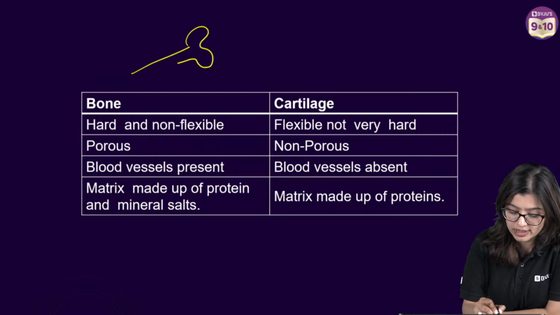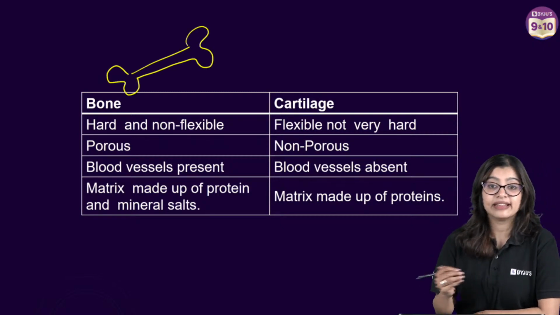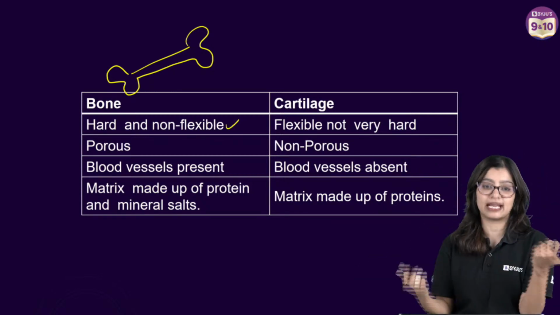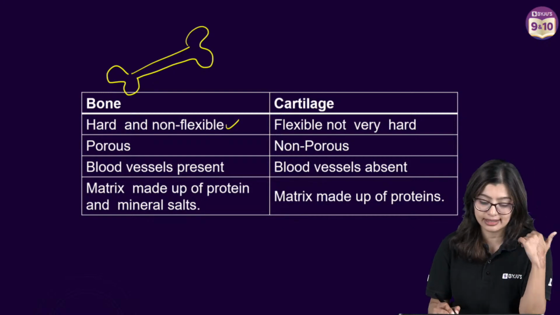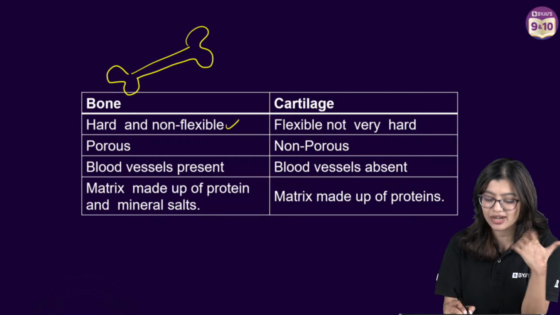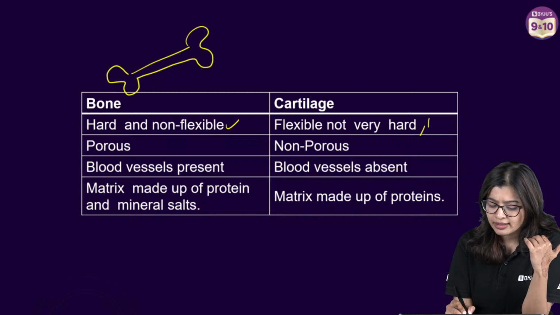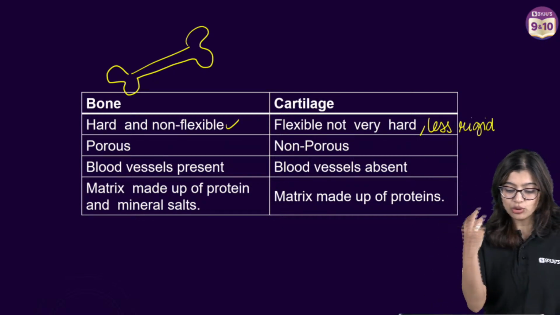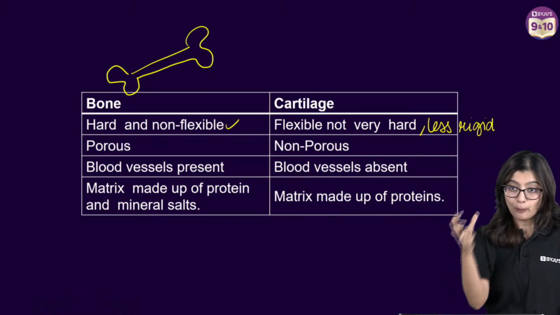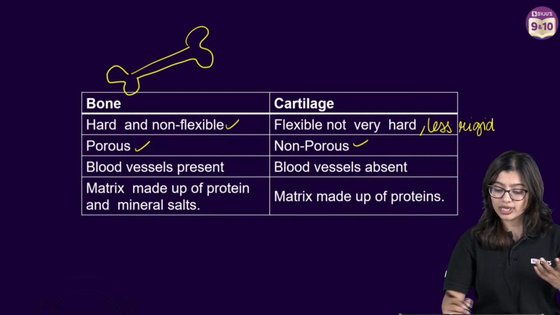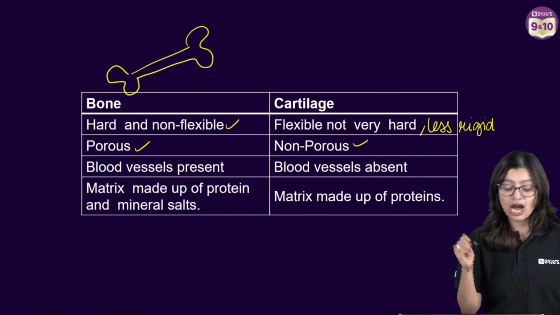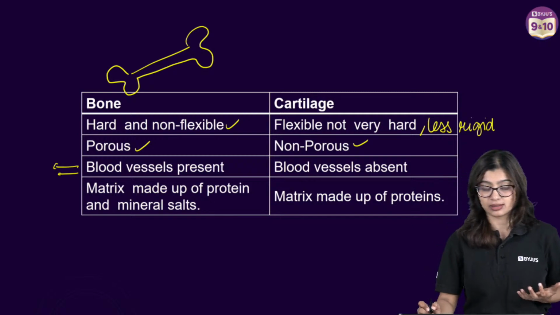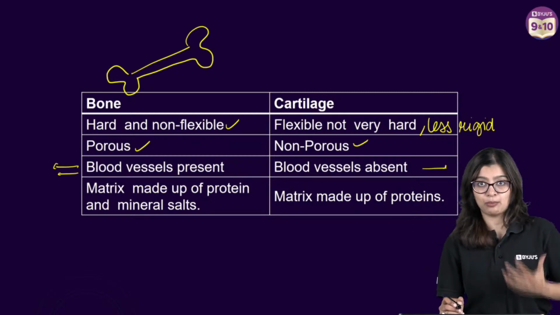In the case of bones, we see that they are hard, rigid, and non-flexible. That means they are not capable of being flexible. While on the other hand, cartilage is flexible and not very hard, so I would say they are less rigid. When you look at bones, we observe certain pores, so we say that they are porous while cartilage is non-porous. Another important thing is that bones are supplied with blood vessels, while cartilage lacks blood vessels.